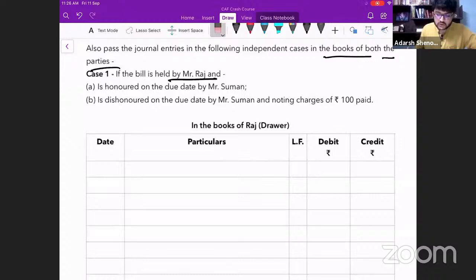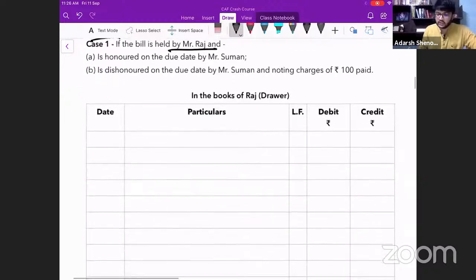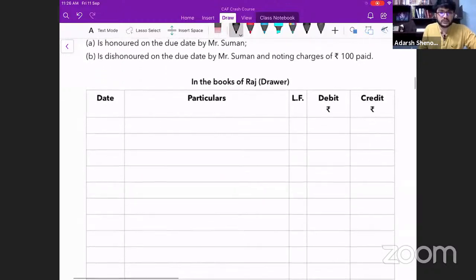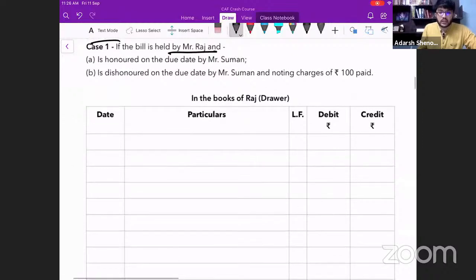If the bill is honored on due date by Mr. Suman, can you tell me what is the entry? What is the journal entry we have to pass if the bill is honored? Bills receivable account has what balance? It is an asset for us. It has debit balance. So now he is going to honor it. The bills receivable is going to be honored and the written asset is gone.